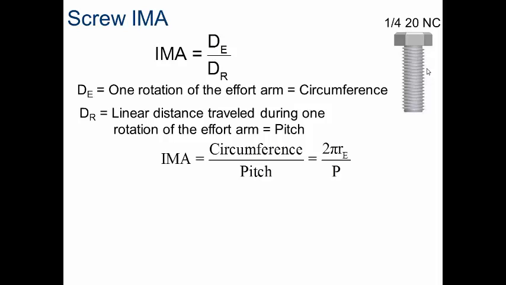Putting that into our equation, we're going to take the circumference divided by the pitch. It's still the distance of the effort arm and the distance of the load, but where we take those measurements is what's different about the screw. The circumference can be found by 2 pi r, and then the pitch we're just going to represent with the letter P.